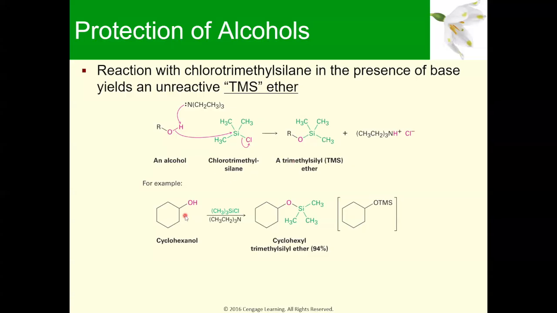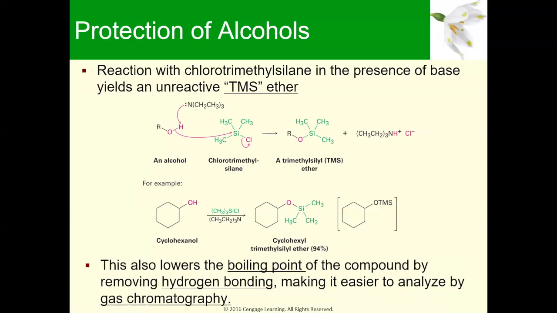And here's a specific example: cyclohexanol. If you react it with TMS chloride in the presence of a base, you just replace the hydrogen with the TMS group. And as you can see, a lot of times that's just abbreviated because it doesn't really matter what these atoms are. What matters most is that they are protecting the alcohol functional group for what is to come next.